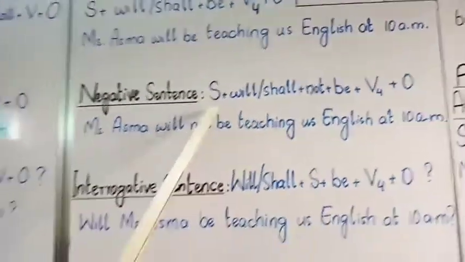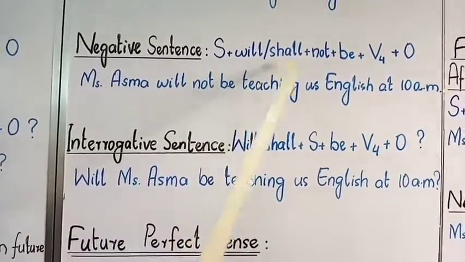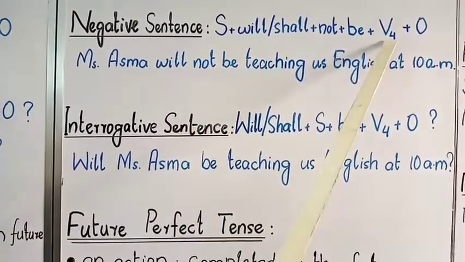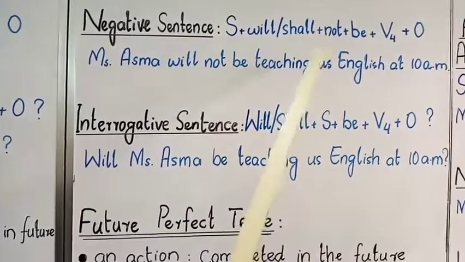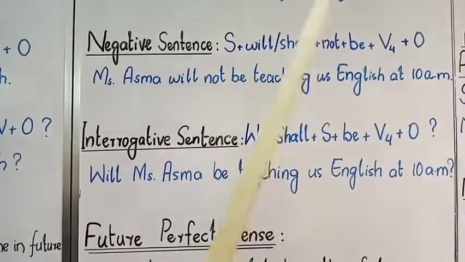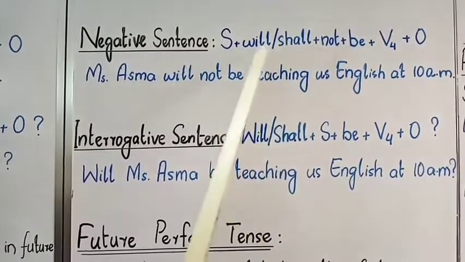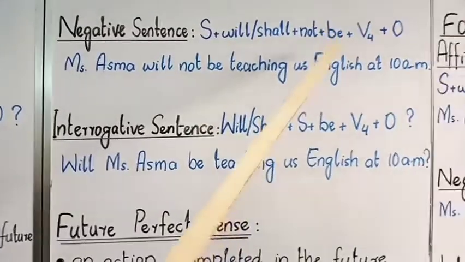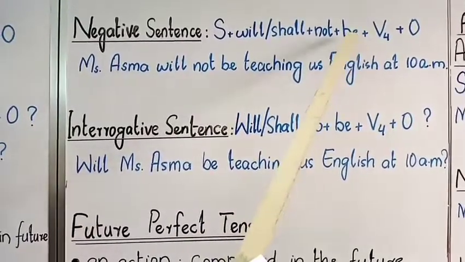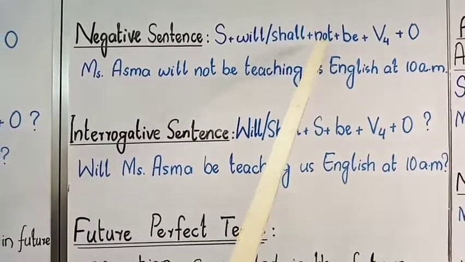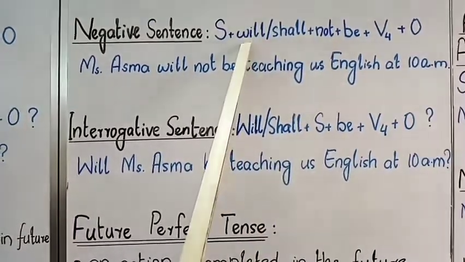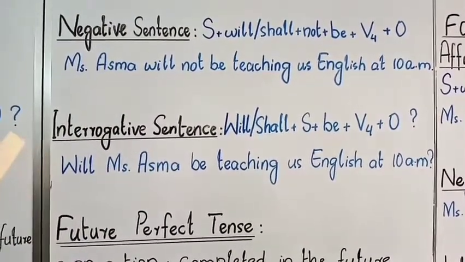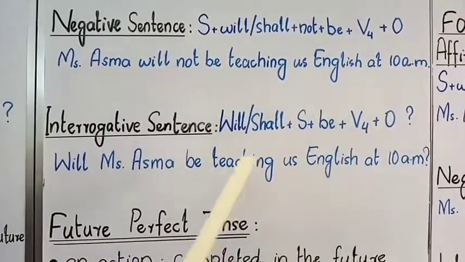Negative sentence: subject plus will or shall plus not plus be plus V4, or ing form of verb, plus object. Remember that for all future tenses we apply not after will or shall, whether any other helping verb is there or not. We apply not after will or shall. So example is, Miss Asma will not be teaching us English at 10 a.m.